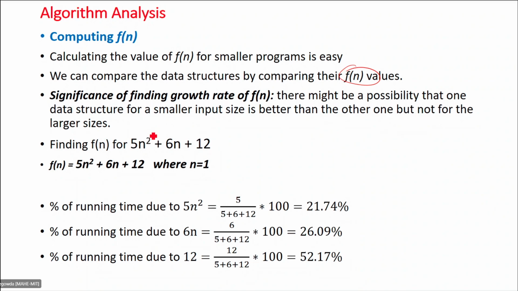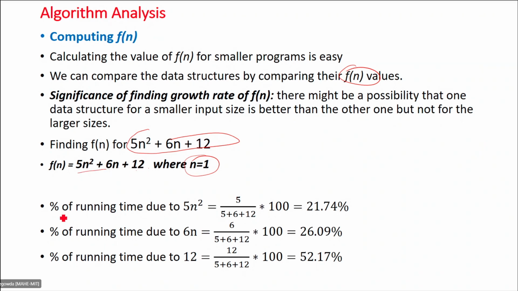Let us consider this particular example. I have a function f of n, which is given by 5n square plus 6n plus 12. Let us consider this example with n equal to 1. I wanted to find out the runtime of each and every term separately.